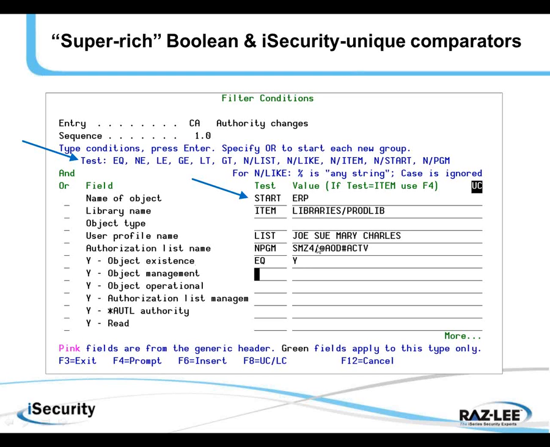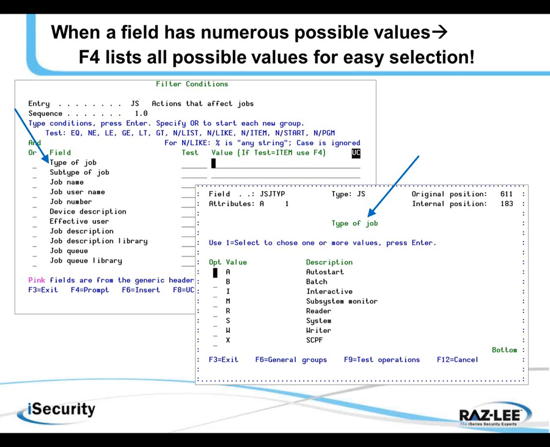This program located in library SMZ4 will check the authorization list name and return a yes or no indication, signifying whether or not we want to keep this particular event, this particular record from Q Audit Journal or not. When a field has numerous possible values, then F4 will list all the possible values for easy selection. Here too, we're unique in the market.